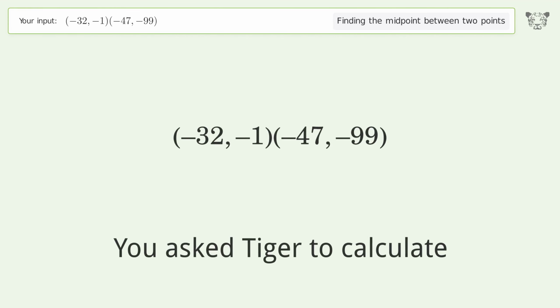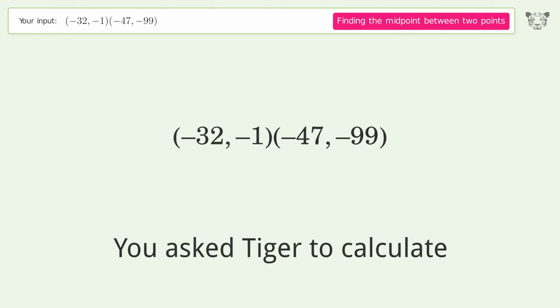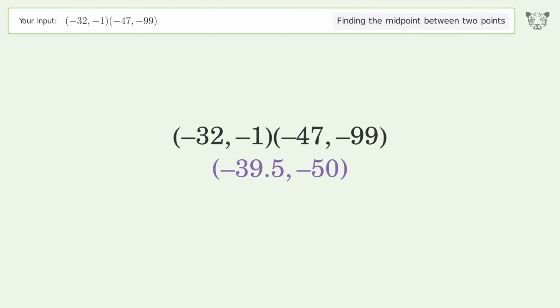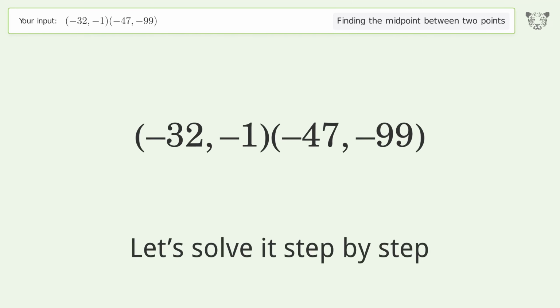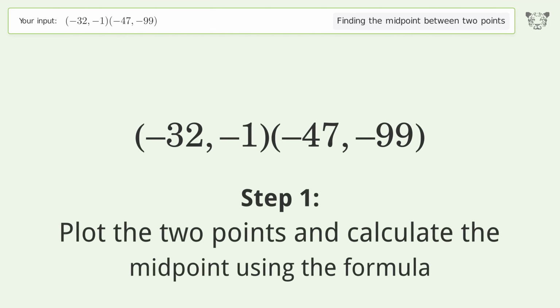You ask Tiger to calculate. This deals with finding the midpoint between 2 points. The midpoint between the 2 points is -39.5, -50. Let's solve it step by step. Plot the 2 points and calculate the midpoint using the formula.